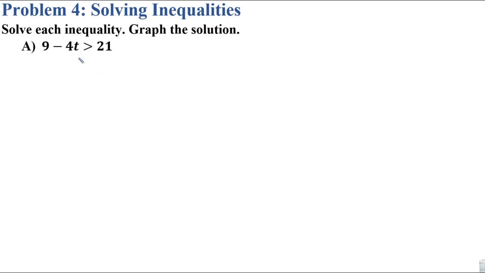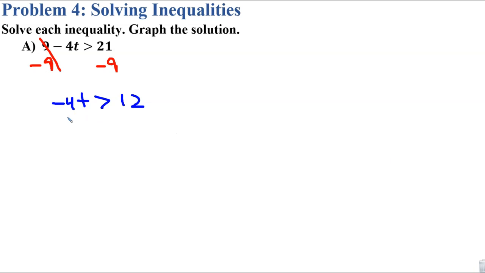Okay, so I want to isolate this t. I'm going to start off by subtracting 9 on both sides, okay, to get rid of the positive 9 on the left. That'll leave me with negative 4t is greater than 12.